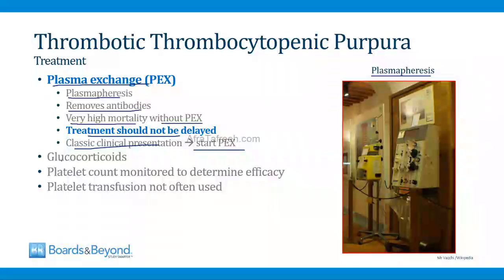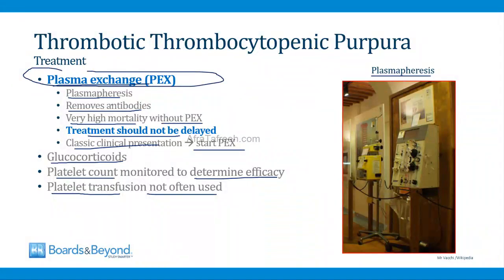Beyond plasma exchange, glucocorticoids can also sometimes be used, and the platelet count is monitored to determine the efficacy of treatment. And then you should also be aware that transfusion of platelets is not often used in TTP. First of all, the incidence of major bleeding is very low, but beyond this, transfused platelets will just get destroyed like the patient's own platelets. So usually the treatment of choice is plasma exchange, and platelet transfusions aren't particularly helpful.